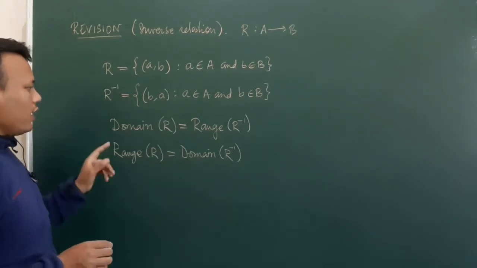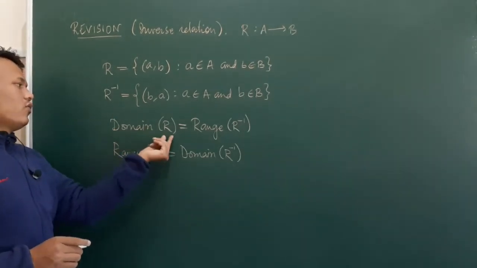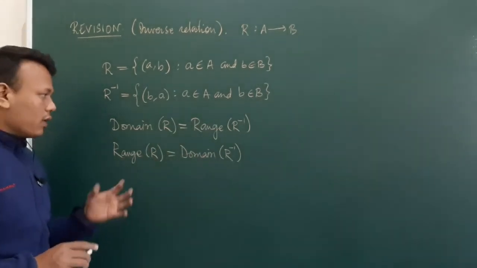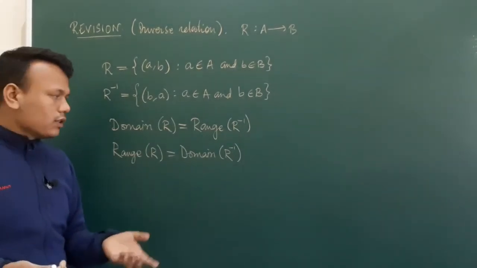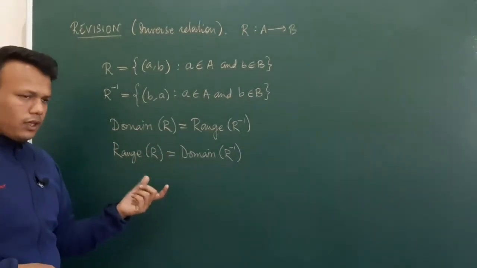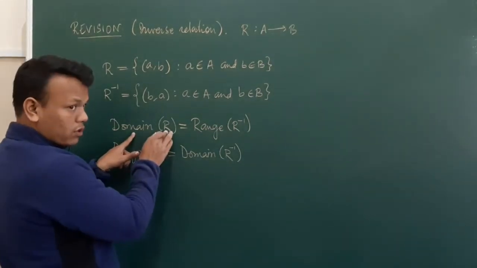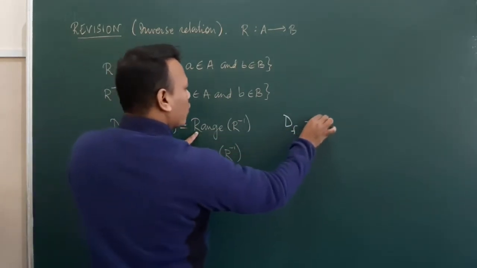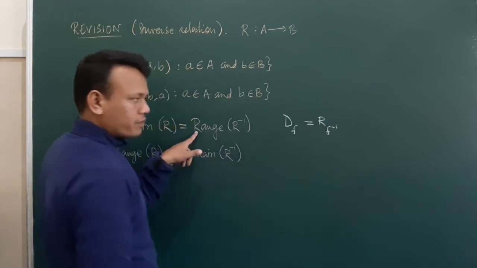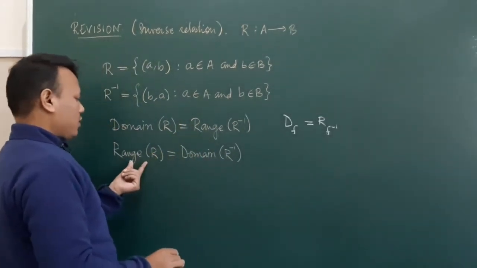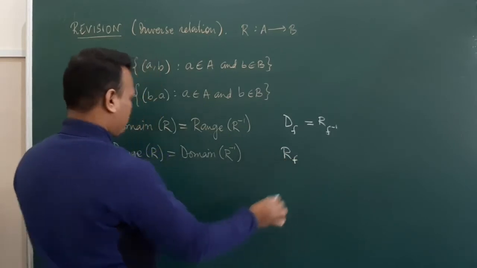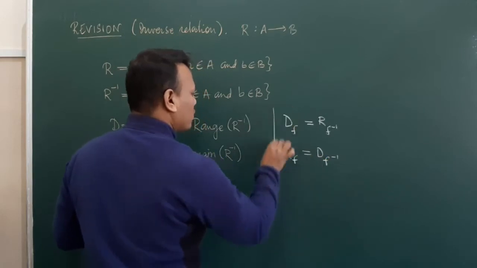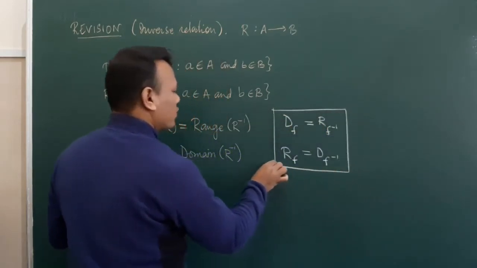And one more thing that we knew was that the domain of R equals the range of R inverse, and the range of R equals the domain of R inverse. Now we know that a function is also a relation, so the same formula can be applied. That means the domain of f equals the range of f inverse, and similarly the range of f becomes the domain of f inverse. So these are the two formulas that we are going to make use of here.